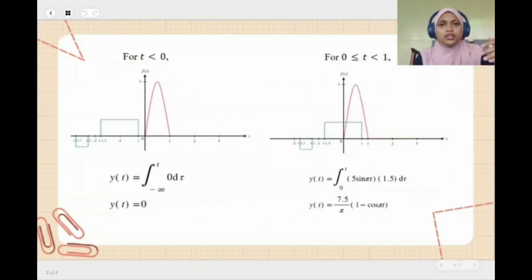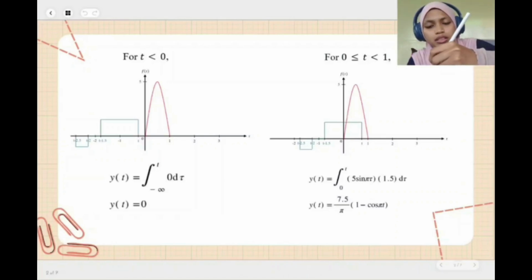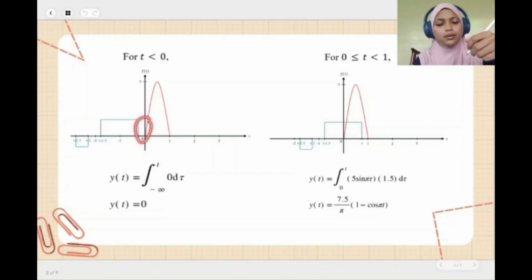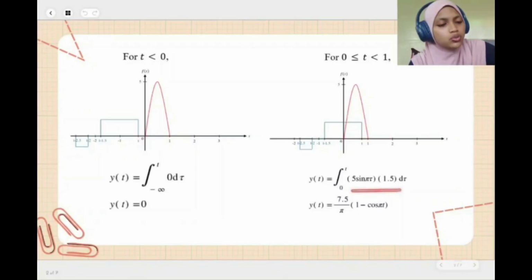So in this case, we use multiple intervals to analyze where the two signals are going to intersect or overlap with each other. So first, when t is less than 0, we can see here there's no overlapping. So y(t) is 0. But for t between 0 to 1, there is overlapping between the two signals from 0 to t. So we integrate as usual with respect to tau, so we get y(t) here.